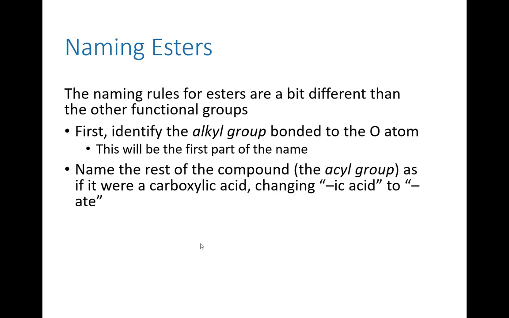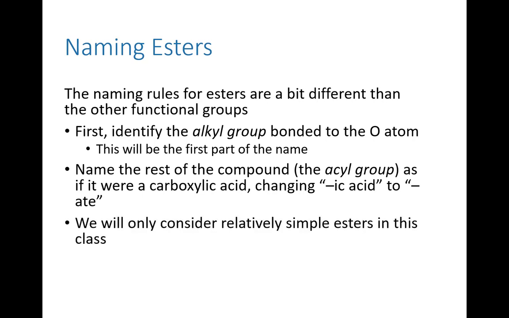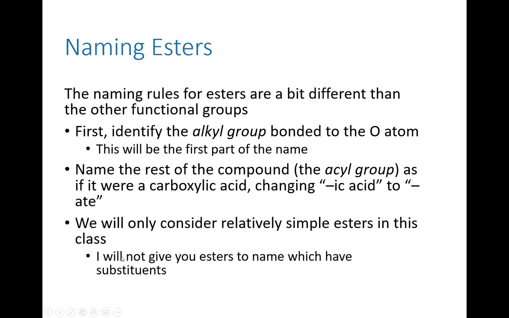Now, naming esters can get very complicated, so I'm going to only consider rather simple esters in this particular class. And so I will not look at any esters that have substituents on them. They're only going to have one of the 4 common groups attached to the oxygen, the 4 ones being methyl, ethyl, isopropyl, or propyl, and then regular chains for the acyl group. So for example, they'll be based on say propanoic acid or butanoic acid or pentanoic acid.